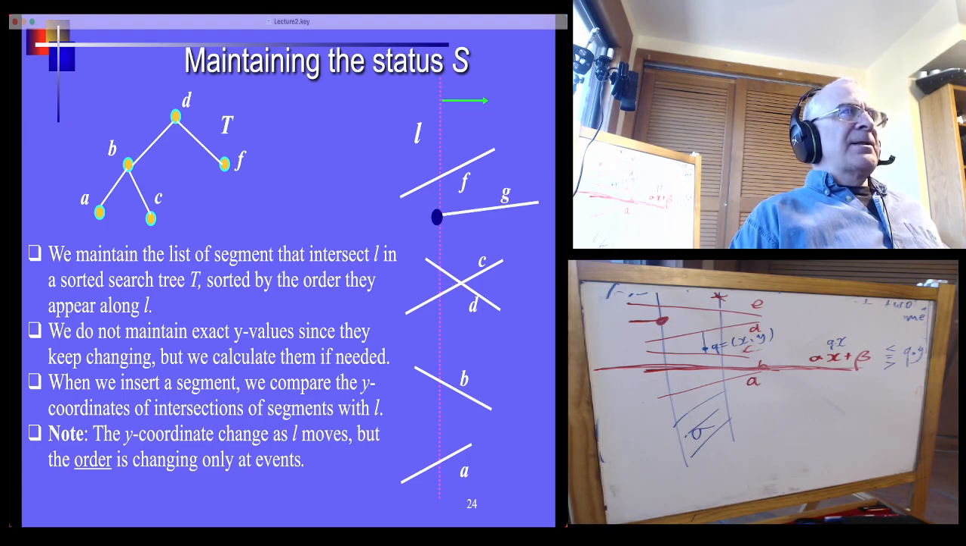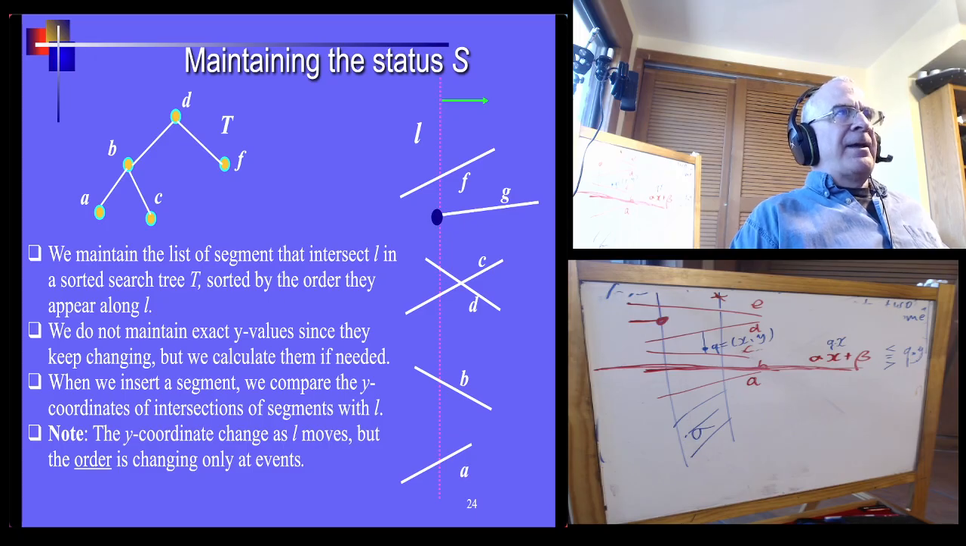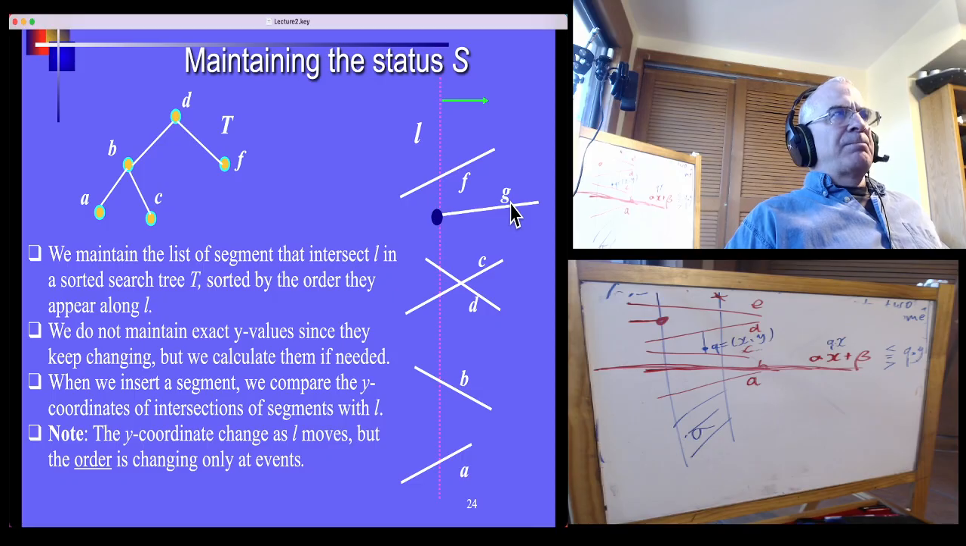And now let's think about a birth event. G was just born. It needs to be entered into the tree. I need to find out where to insert it. What do I do? Just perform a normal search in the tree.